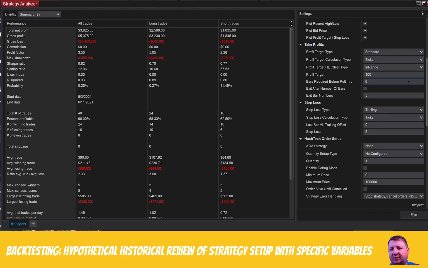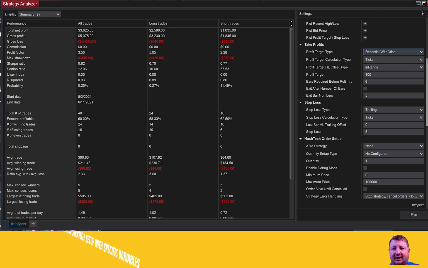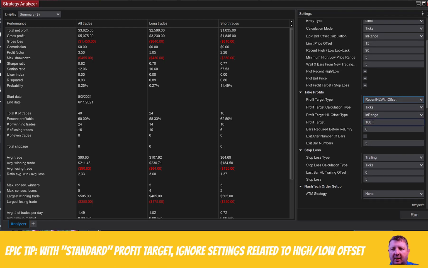Profit target type. There's only 2 types for profit target. Standard, which is going to be based on ticks, percent, currency. Again, same setup. Or a recent high-low with an offset. So that's kind of like how our entry price was set up here. So instead of going 100 ticks, this is going to end up 100 ticks total. That would be standard. This is going to go 100 ticks. We could say against the high. We'd probably want to say, let's just say we did it 5 ticks.